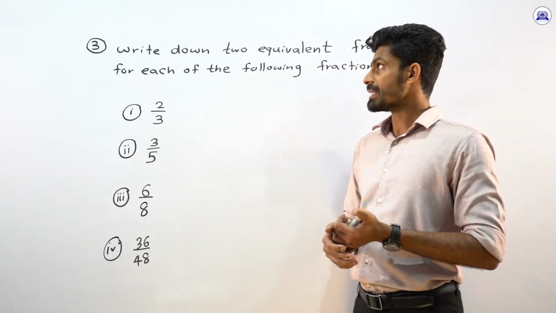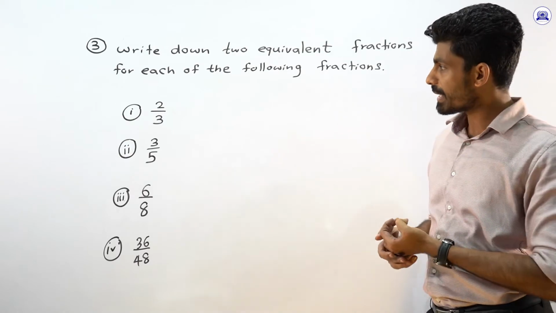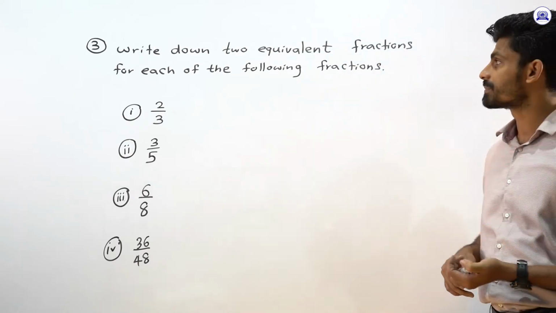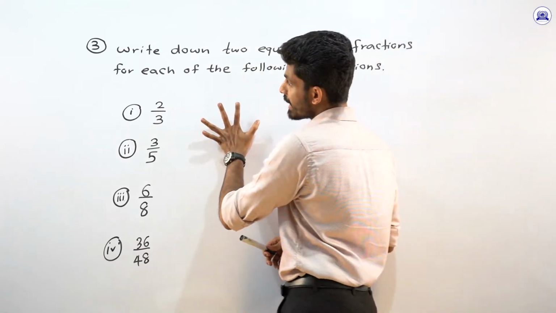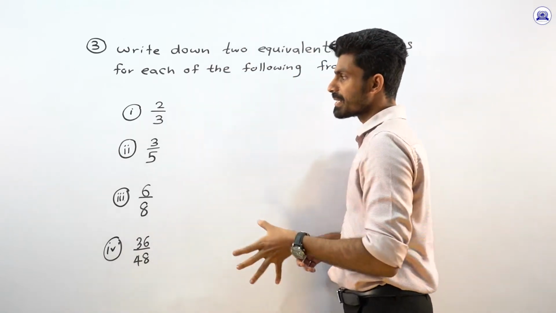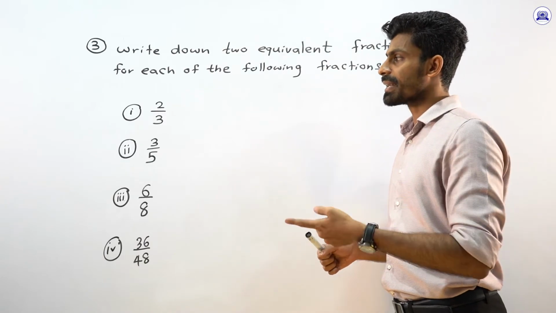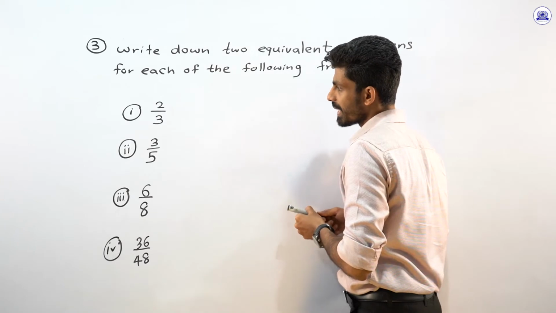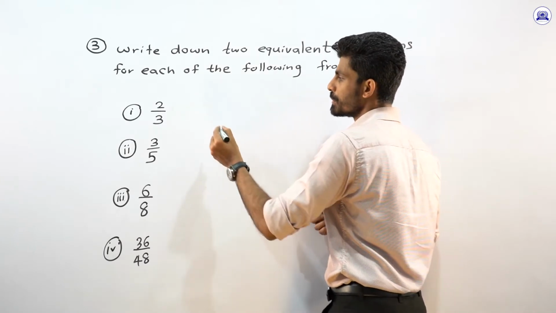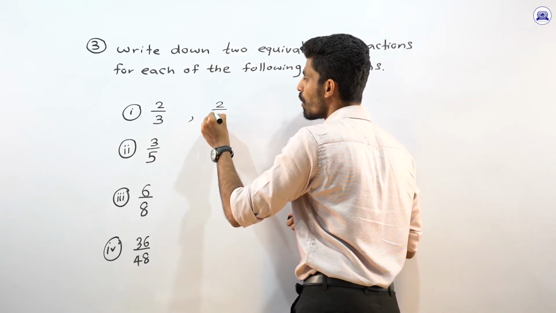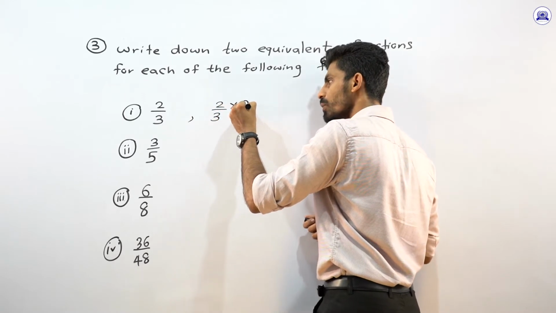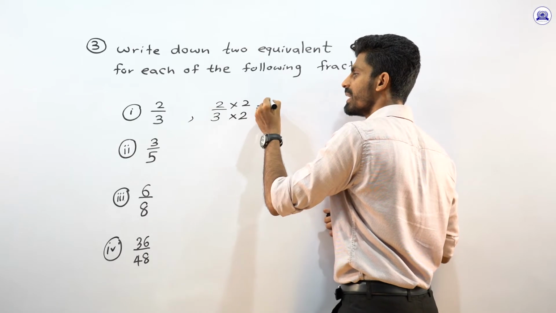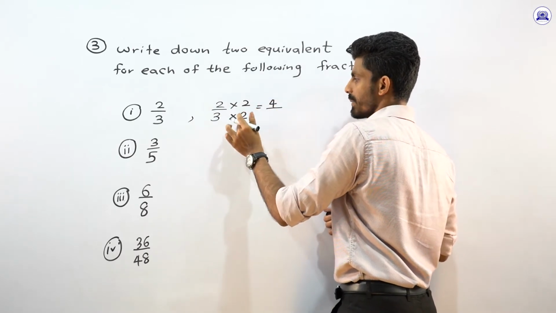Third question: write down 2 equivalent fractions for each of the following fractions, right? Equivalent fraction, Lamai. You know that theory, you need to multiply the numerator and the denominator by the same number, right? 2 over 3. You can multiply 2 over 3. I'm just taking 2 for the numerator and the denominator also 2. 2 into 2 equals 4. 3 into 2, 6.